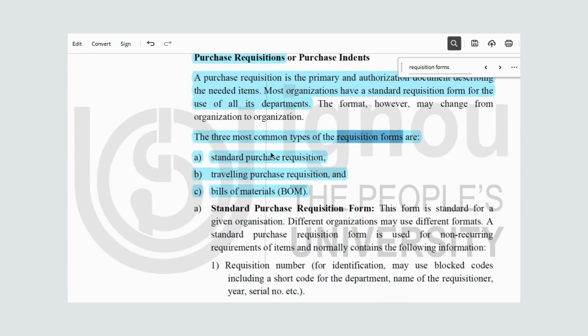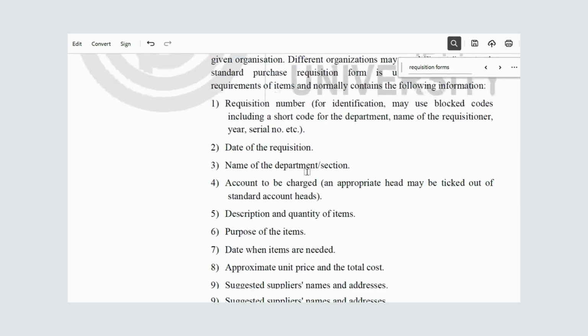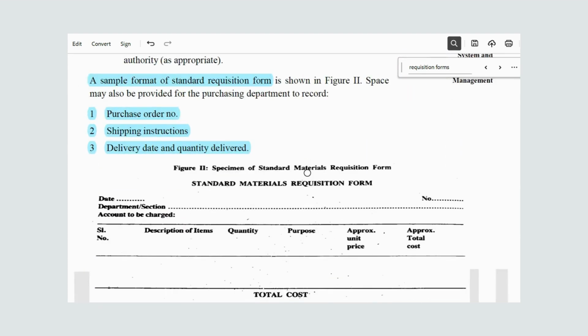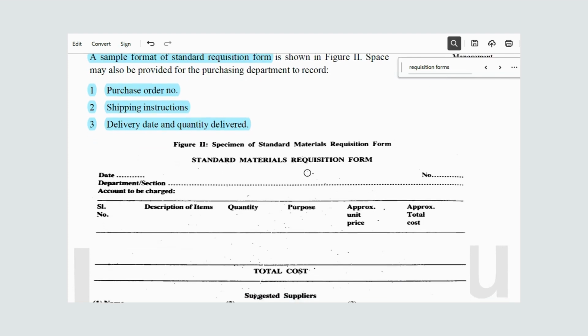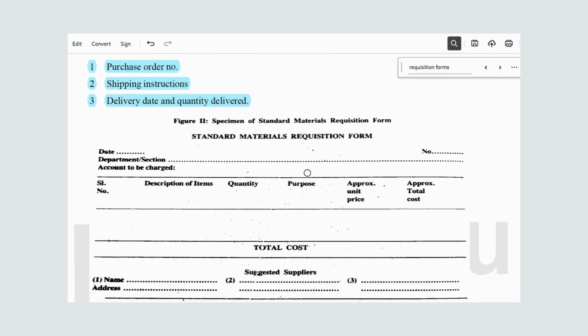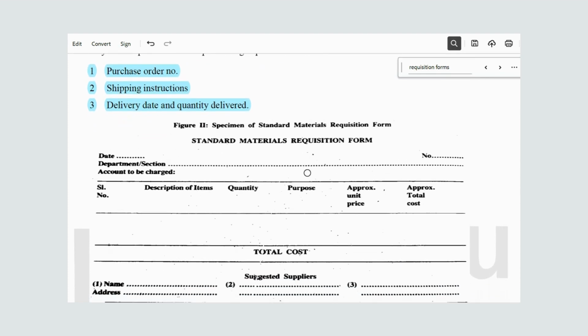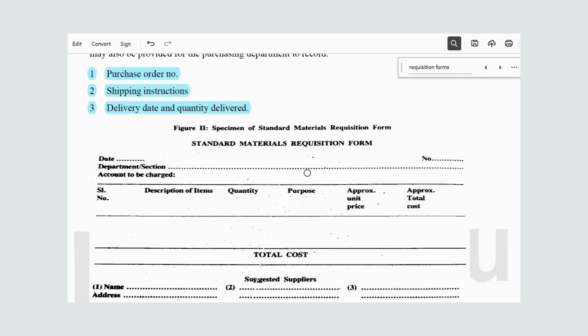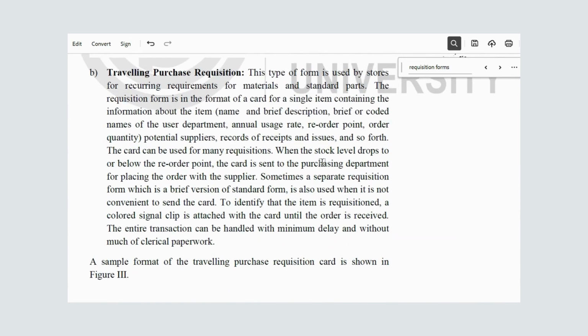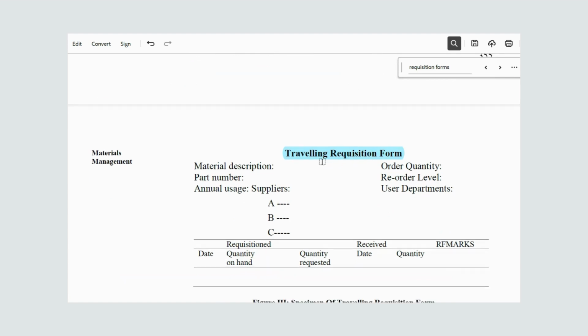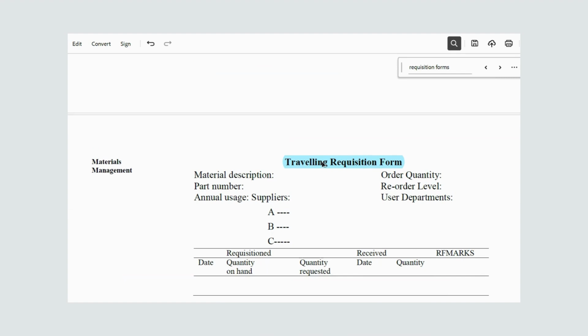So the standard purchase requisition form is used for buying the materials that are required in an organization. The specimen of a standard materials requisition form is given in our text. You can refer to it. This form includes the purchase order number, the shipping instruction, the delivery date and the quantity, and the quantity delivered. All these things are included in this requisition form. Also, we can see the traveling purchase requisition form here in our text. It includes the things that make up a requisition form.